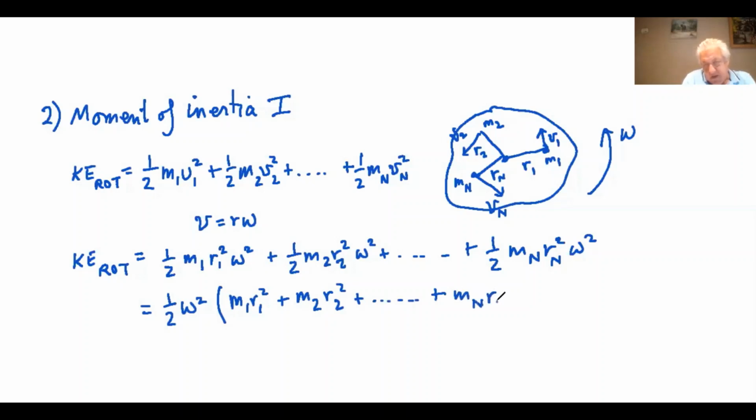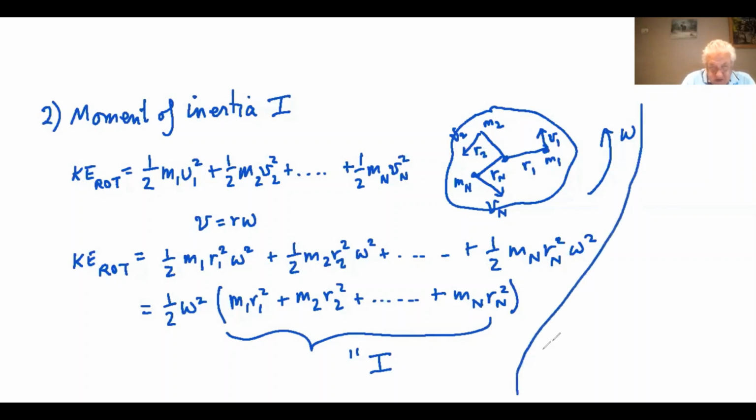mn rn squared. Now I'm going to define this quantity to be the moment of inertia, with the symbol I. Now, defining this as the moment of inertia, I'm running out of space, so I'm going to draw it down here. Then I can write my rotational kinetic energy as a half I omega squared.